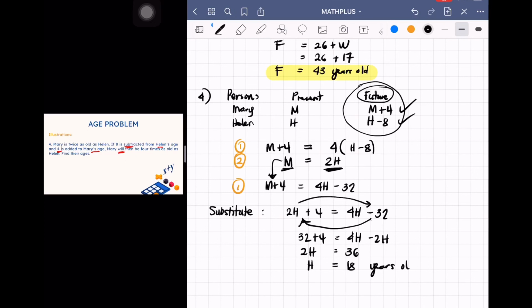Okay, so upon getting an answer for Helen's age, we can now solve for Mary's age, which happens to be twice of Helen's age. So if I'm going to write that, Mary is simply twice of Helen's age, which is 18. Therefore, Mary is simply 36 years old. And those are the answers for the fourth illustration on age problem. And this is how you're going to use the table, the different representations of their ages in different time settings, in solving for age problems.